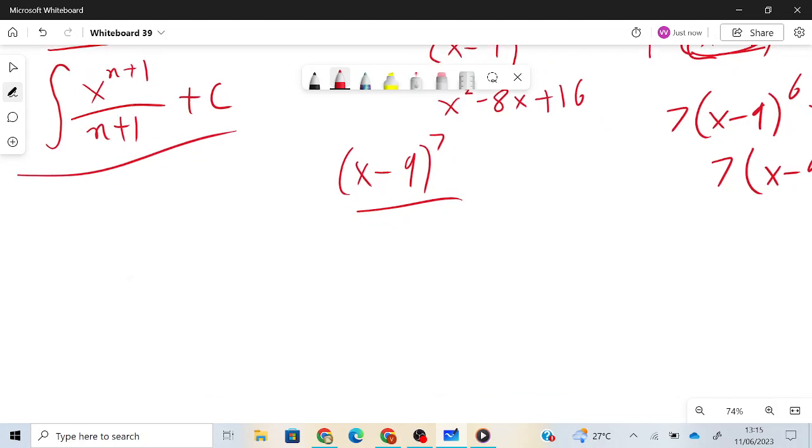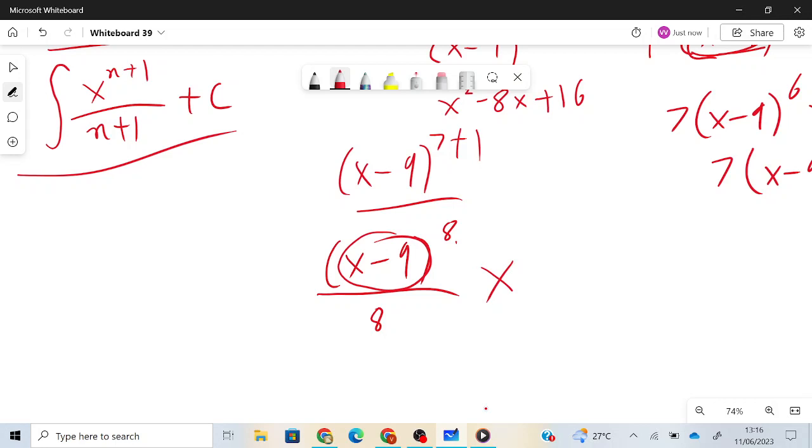All you have to do is again add 1 to the power and divide by the new power. So you now have (x minus 9) to the power 8, since 7 plus 1 is 8, all over the new power, which is 8. Now it's not done over here. The additional step you have to take is to multiply this by the reciprocal of the derivative of what's inside, and flip the sign.